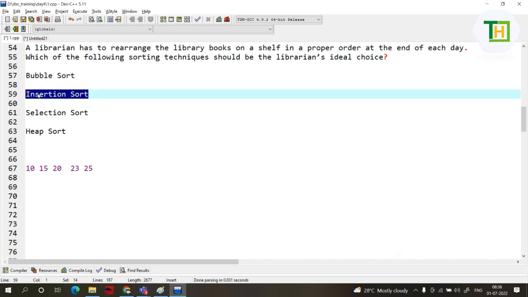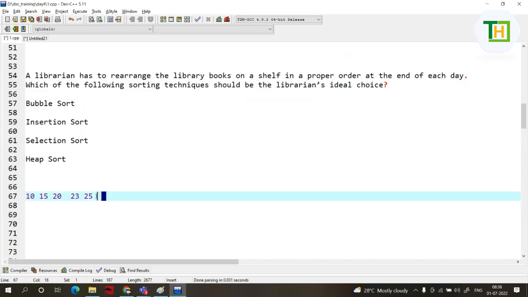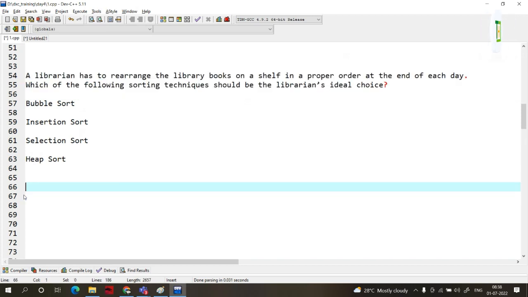In the same way, the librarian also sorts books that are in random order and has to put them in alphabetical order. That means there are two books already, and we have to insert the new book between these two books. The librarian also follows the same algorithm, that is called insertion sort. Is it clear, everyone? Insertion sort.